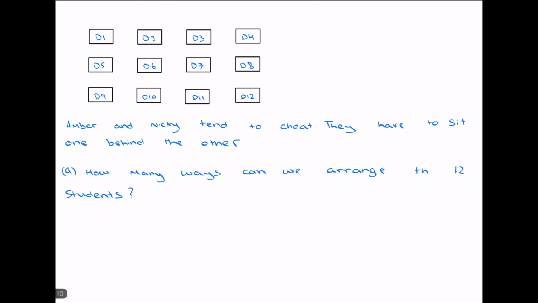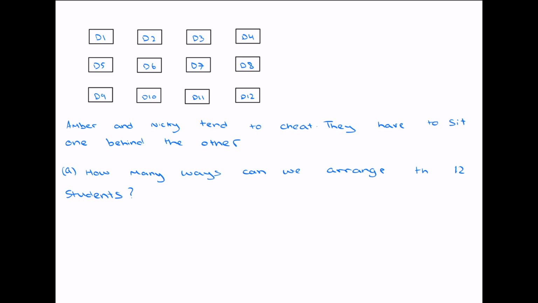Moving on, this is another really typical exam question. I think those of you who've done a few permutation combination questions have probably seen a question like this, where we're in a classroom setting and we have 2 students who are typically known to be cheaters. The question reads, Amber and Nikki tend to cheat. They have to sit one behind the other. How many ways can we arrange the 12 students?